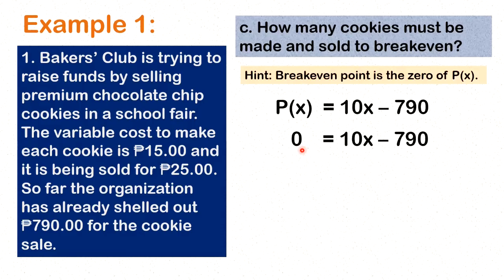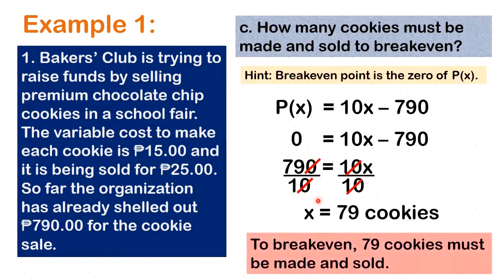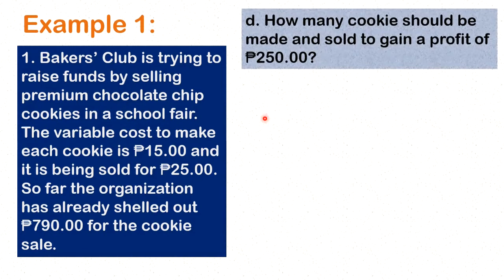Okay? So, all you have to do is to transpose 790 to the other side like this. And then, divide both sides by 10. Like that. Okay? So, make sure makikita nyo yung magka-cancel out and you'll see 79 cookies. So we say to break even, 79 cookies must be made and sold. So here, we want a profit of 250 pesos. So if we recall our profit function, papalitan lang natin tong P of X kasi ito yung profit natin eh.